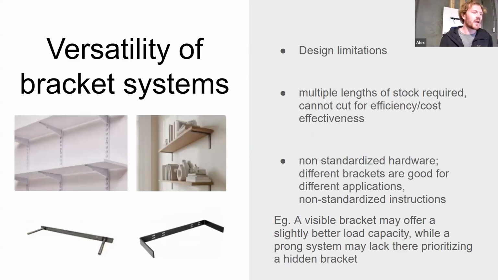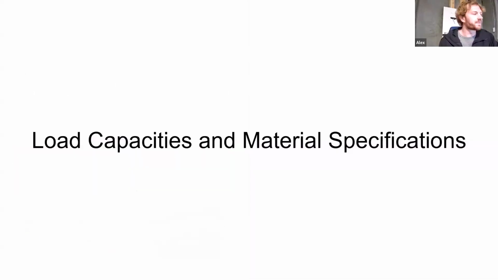And for something like those bottom prong systems there, you do require multiple lengths of stock, right? You can't just have one piece and then cut it to wherever you want for your shelf. If you cut, for example, that two prong in half, it basically becomes unusable, right? And again, we already went through the non-standardized hardware.